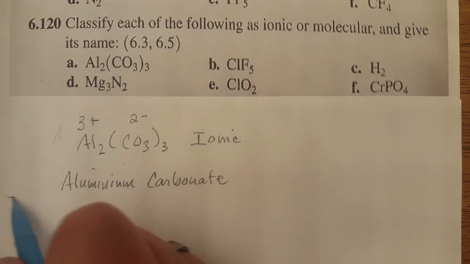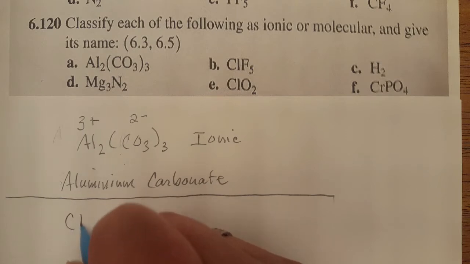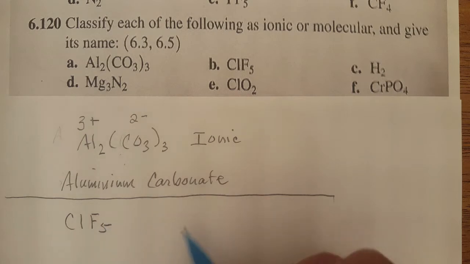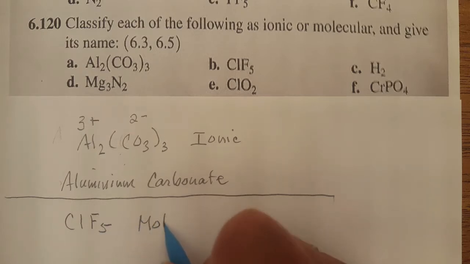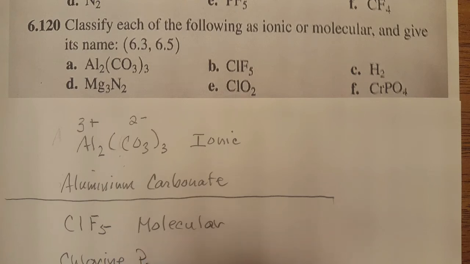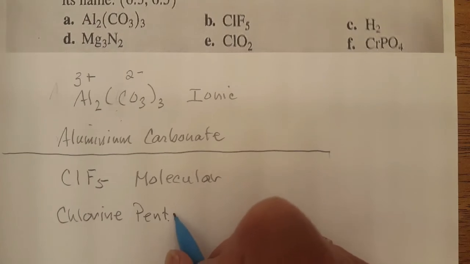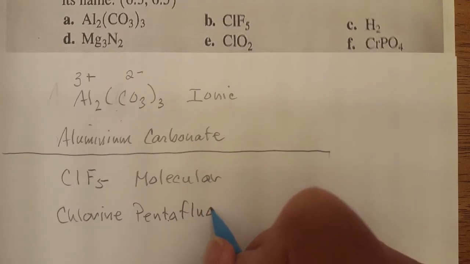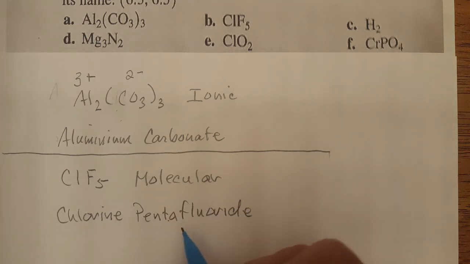Let's work with this guy. This is ClF5. Is it ionic, molecular? There are no metals. Chlorine and fluorine are both nonmetals, so this is molecular. Because it's molecular, there are no charges involved. The electrons are shared, but we do need to indicate the stoichiometry of the formula. That is to say, the chlorine, which comes first, is named as chlorine, its elemental name. But the second atom is named as a fluoride, and there are 5 of them, so that's pentafluoride. Chlorine pentafluoride.